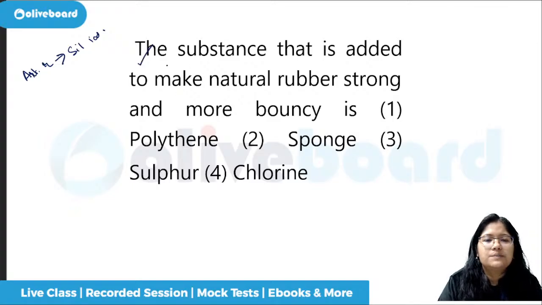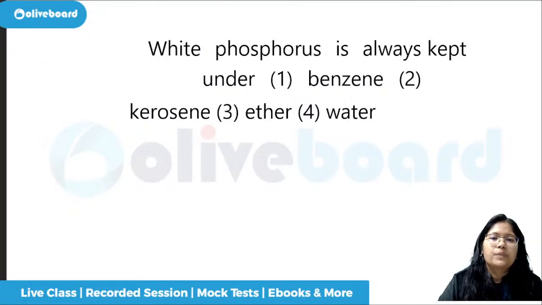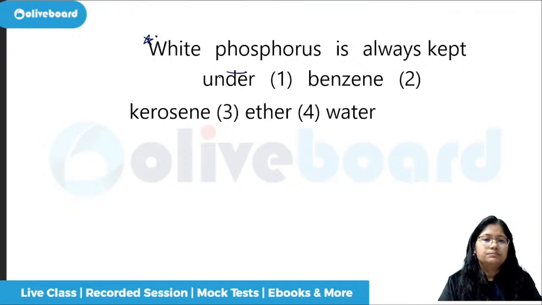Next question, the substance that is added to make natural rubber strong and more bouncy is. So natural rubber is not that strong, right? So for making it strong, what is used? For making natural rubber strong, we use sulfur. So remember, sulfur is used.